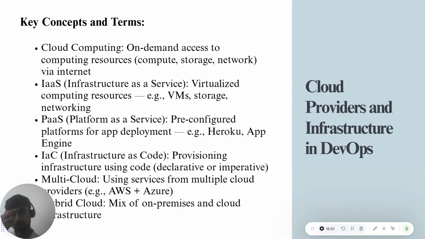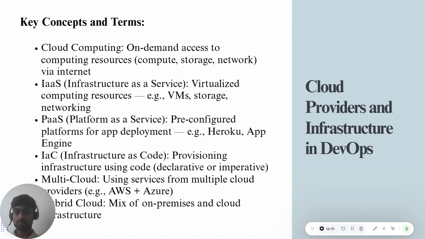Then there is multi-cloud service. Like we use services from multiple cloud providers, like AWS, then Azure, then GCP. Then there is a concept called hybrid cloud. It is basically a mix of on-premises, offline servers, and cloud infrastructure. So this is hybrid cloud.